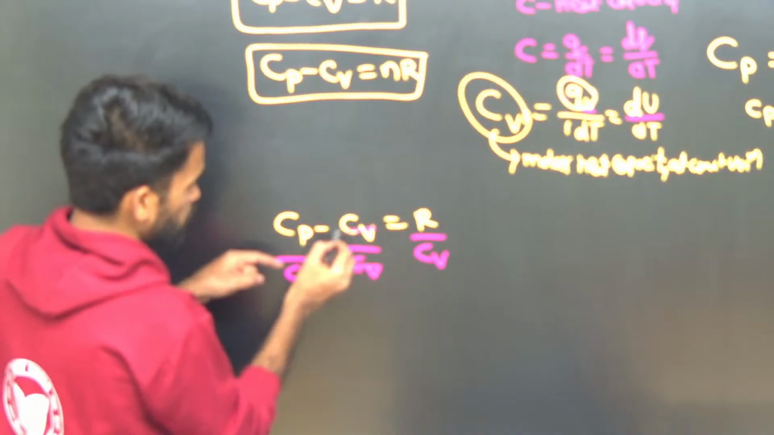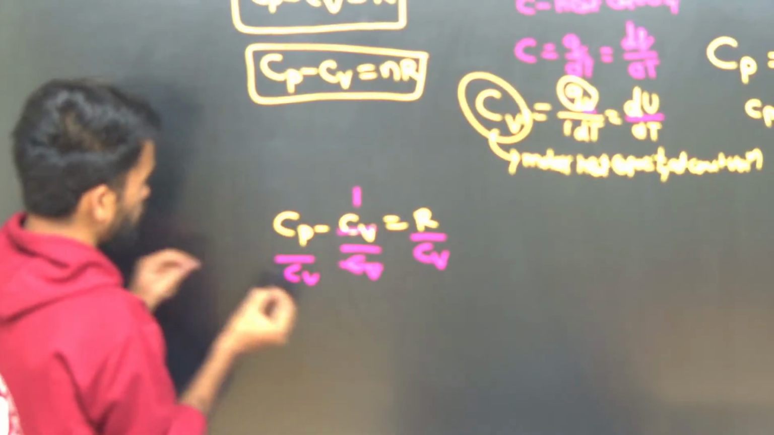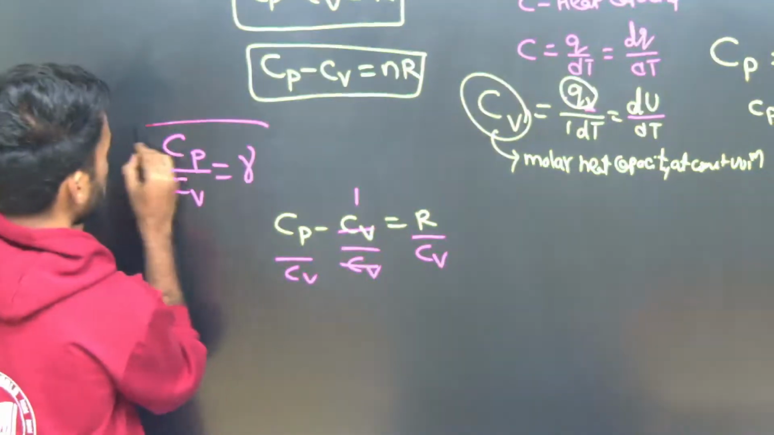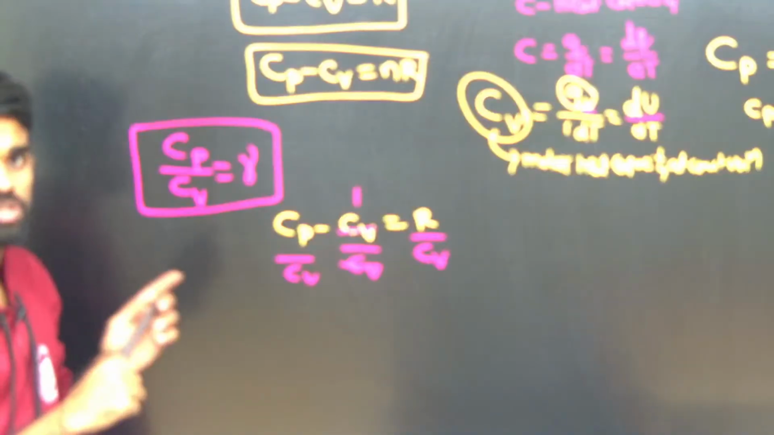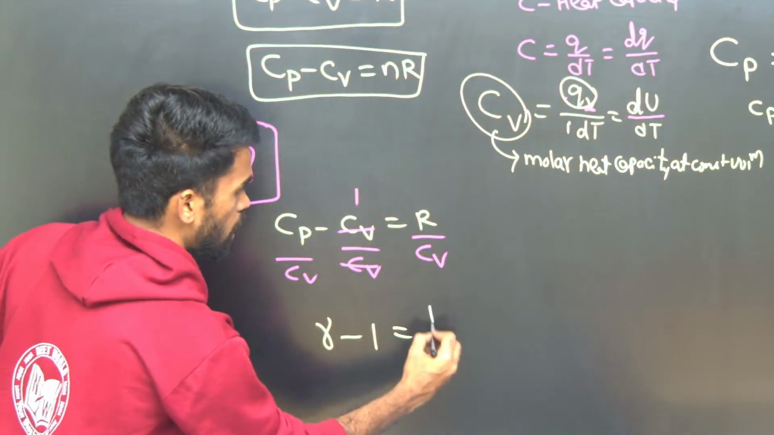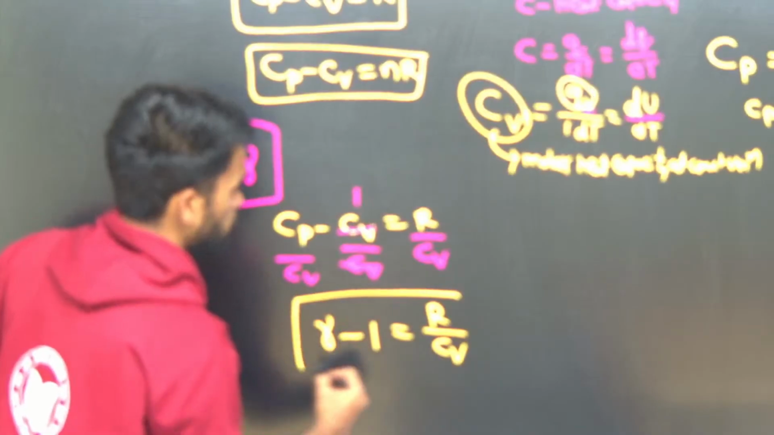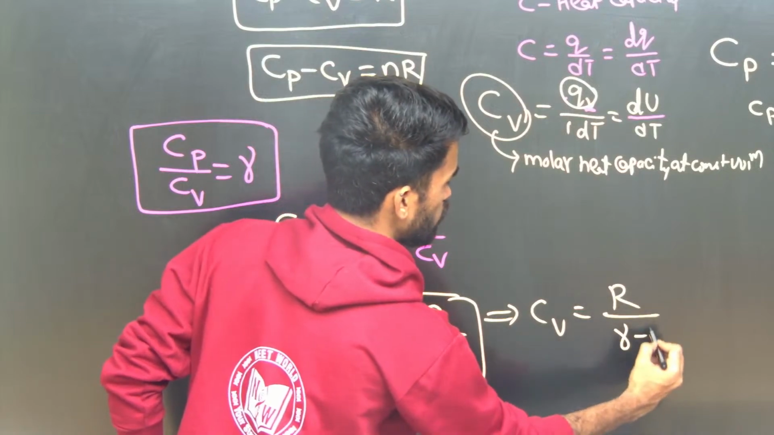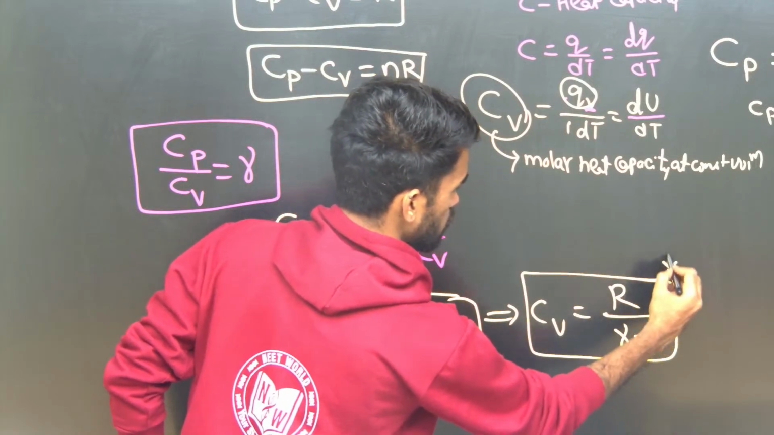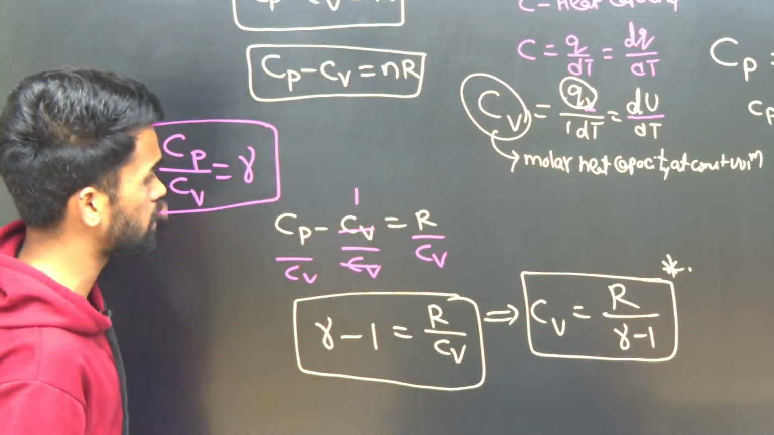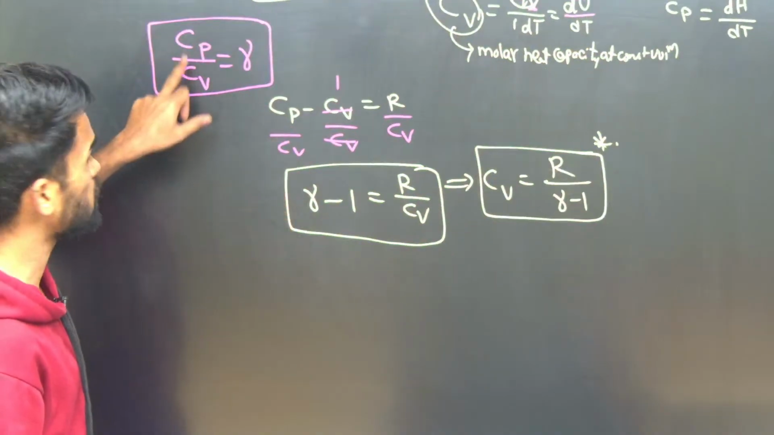Cp by Cv means I am introducing a new term called Poisson's ratio, indicated with gamma. So gamma is called Poisson's ratio, which is nothing but Cp by Cv. So I can write gamma minus 1 is equal to R by Cv. From this, Cv will be R by gamma minus 1. So what is this gamma here? Gamma is nothing but Cp by Cv.